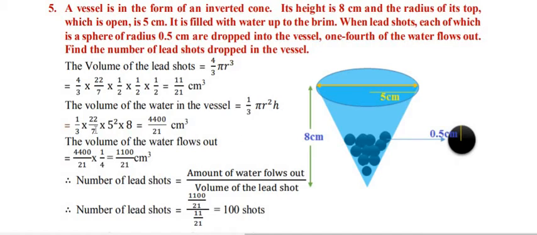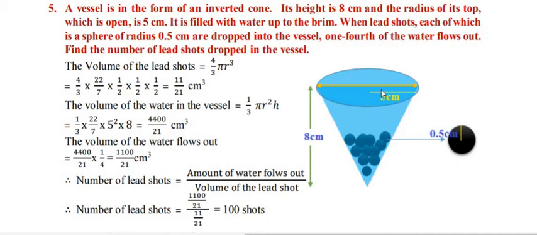So that is equal to 1/3, the value of pi is 22/7, and it is given that the radius of the cone is 5 cm, 5 square, into the height of the cone, 8 cm, into 8. We simplify all this, and we get 4400 divided by 21 cm cube. So this is the amount of water in the inverted conical vessel.